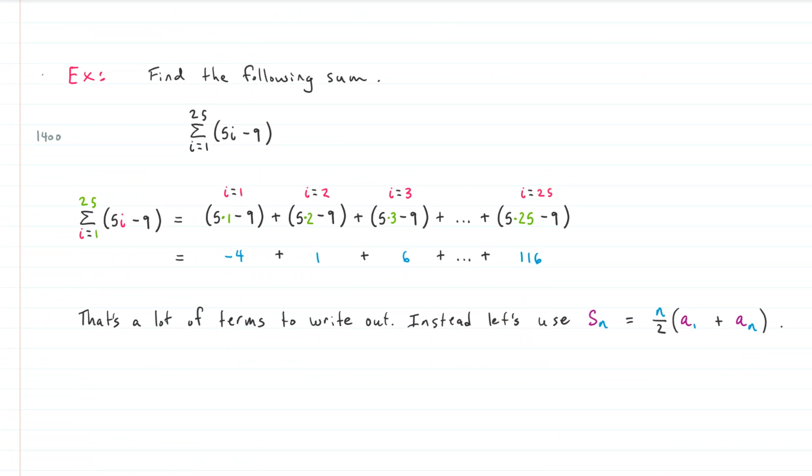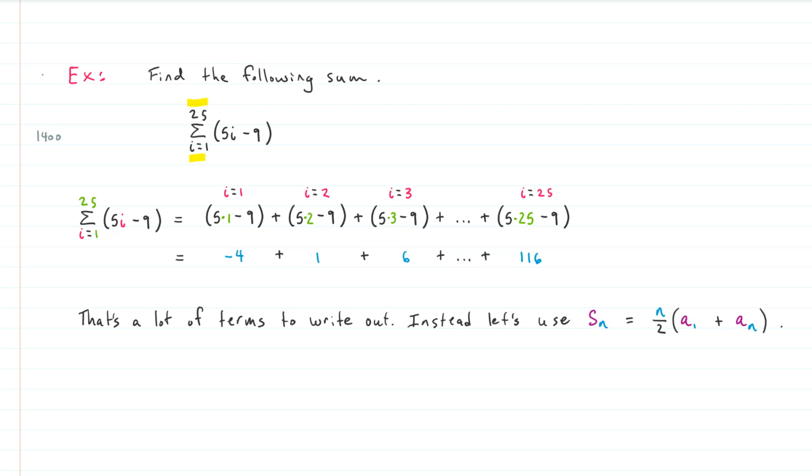Let's try another one. This will be our last example. It says find the following sum. So you may have learned about this summation notation in a previous class or in a previous video if you're watching my videos. So you know that you could just do as I've done below. This is really asking find the sum of 5i minus 9, where i goes from 1 to 25.